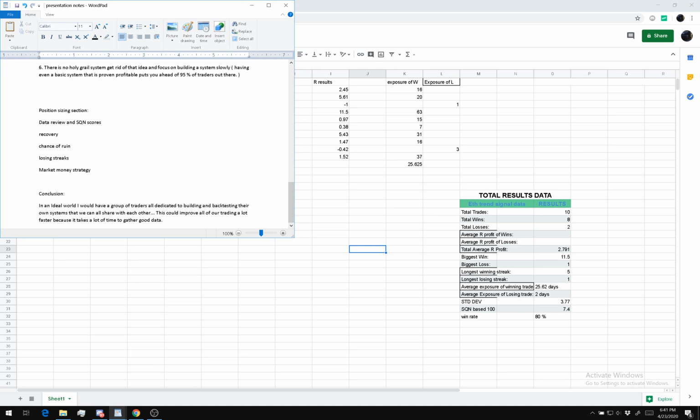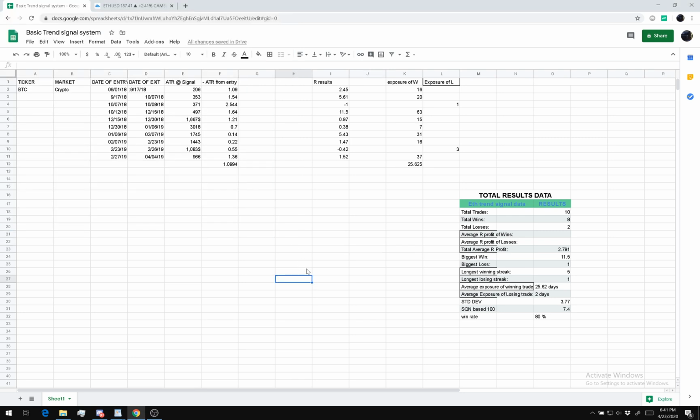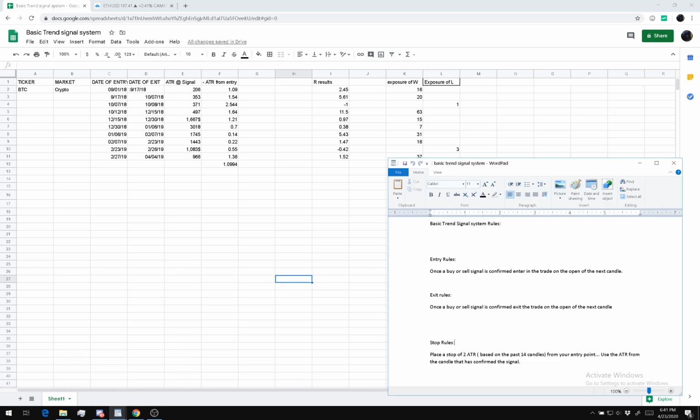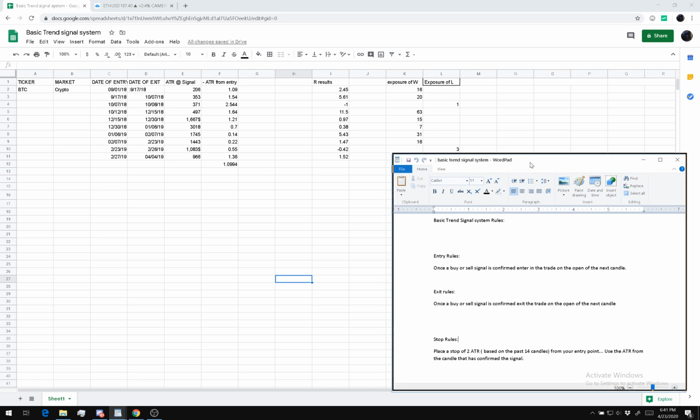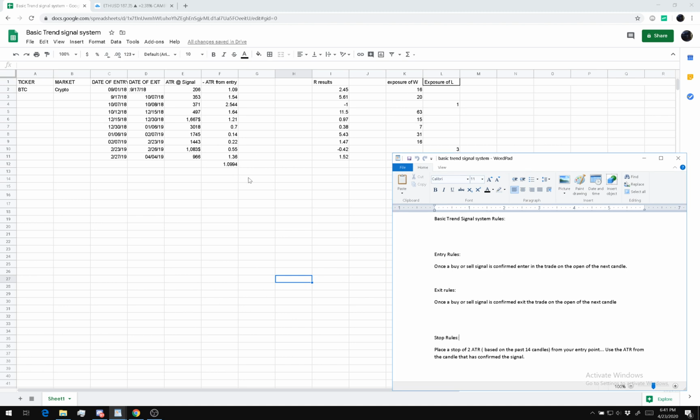So right now we're gonna review data and SQN scores. Now this is where things really start to pick up. So here, I'm just gonna go over the data that I gathered. I use these rules on Bitcoin, and I went through the first 10 trades on the daily chart. I was gonna do all of them, but I decided not to because I'm not gonna be using this system anyways. So this is just for data purposes, basically. But just an example.